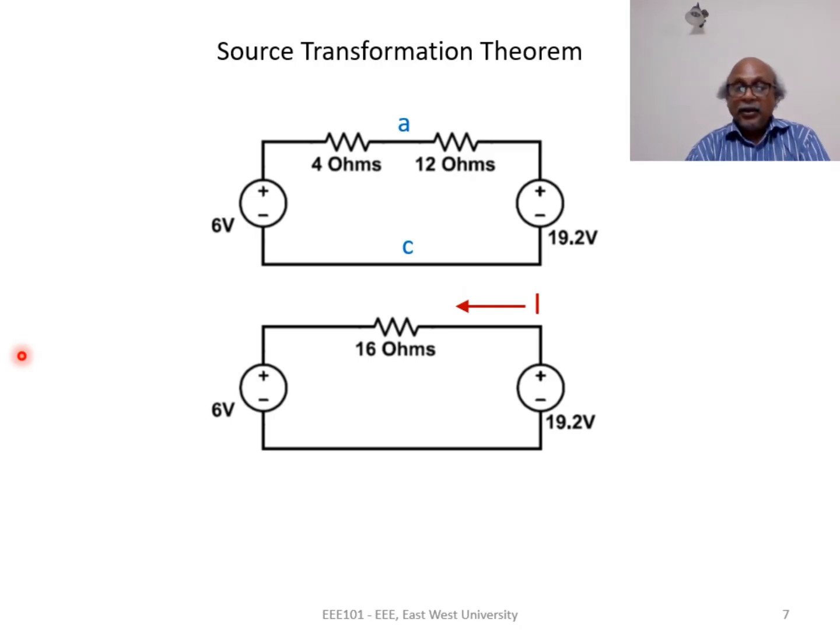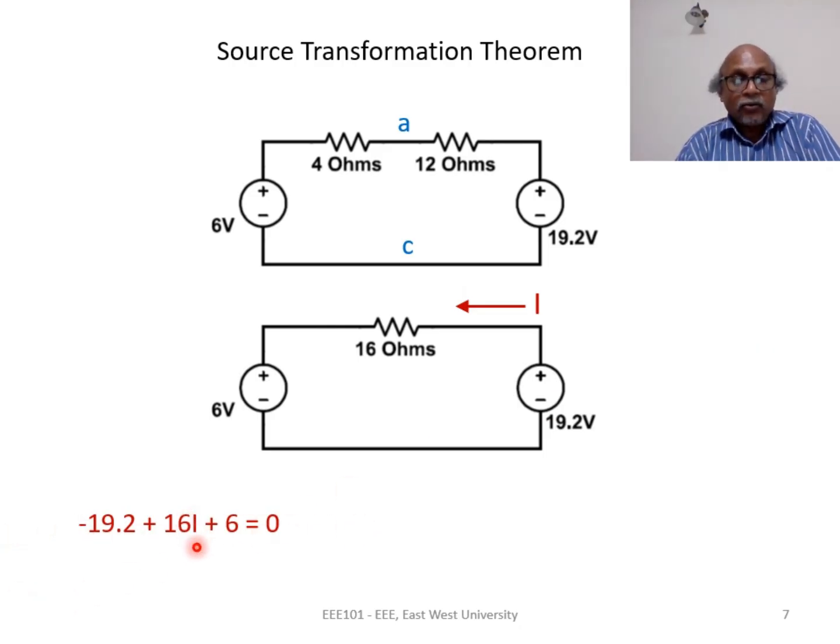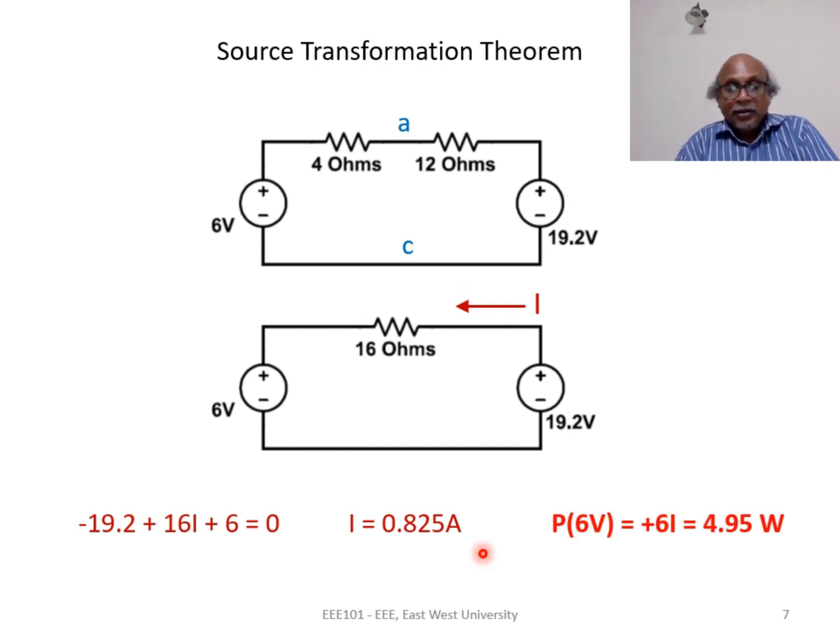We can write KVL, and when writing KVL, we typically go along the direction of the current. So now we are writing KVL by going in the counterclockwise direction. The KVL comes in this form. Here we have only one unknown I and one equation. So I can be calculated as 0.825 ampere. Then the power of the 6 volt source is plus 6I because I and this 6 volt source satisfy passive sign convention, and we get the result.